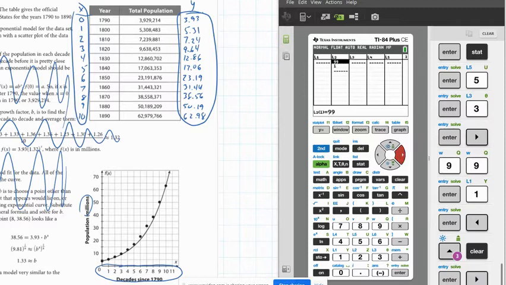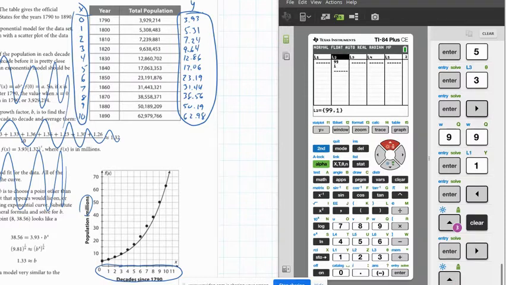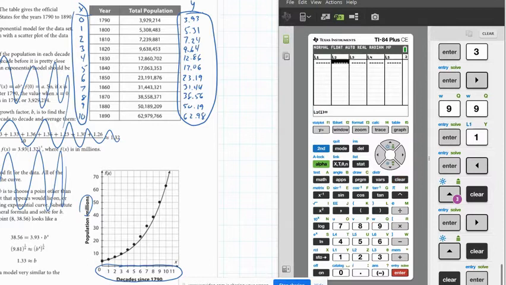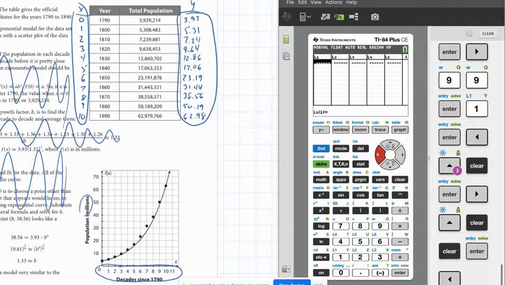Do the same thing with list 2. Highlight the title, clear, enter, and that'll clear the data. Never press delete, because that will delete the entire list, and then we'll have to go through a process to get those lists back again. Okay, so we're going to use list 1 for our x values.